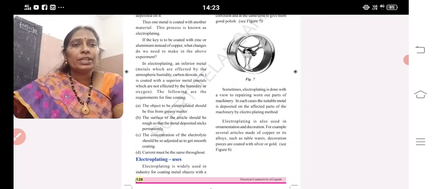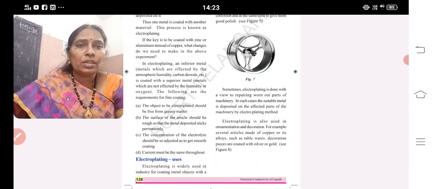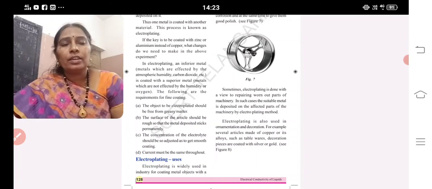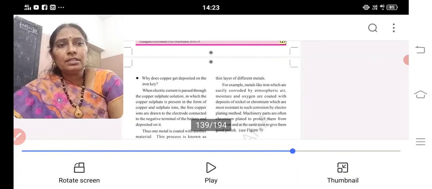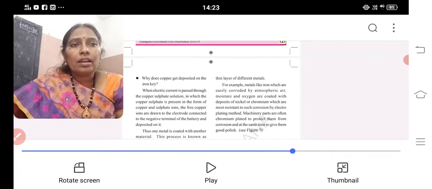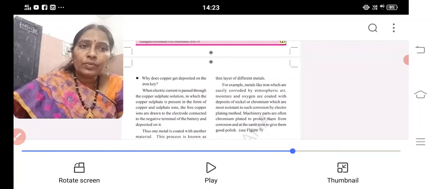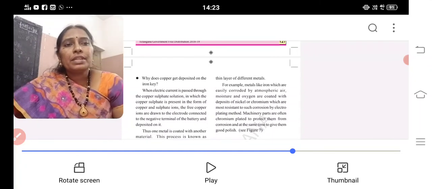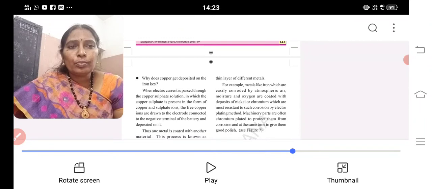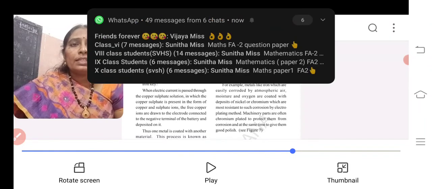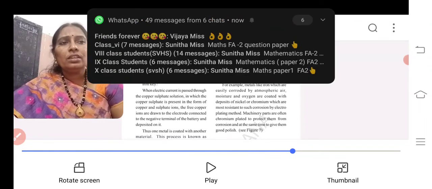First, sometimes electroplating is done while repairing worn out machinery parts. When machinery parts are worn out, the electroplating method is used to coat them. And electroplating is also used in ornamentation and decoration. Next, for example, metals like iron, which are easily corroded by atmospheric air, moisture and oxygen, are deposited with chromium and nickel, which resist such corrosion, by the electroplating method. Machinery parts are often chromium plated to protect them from this.